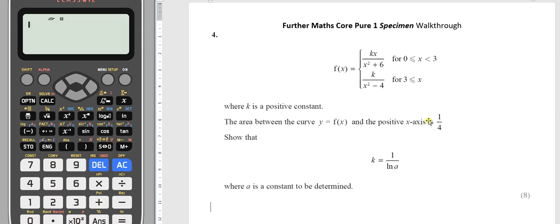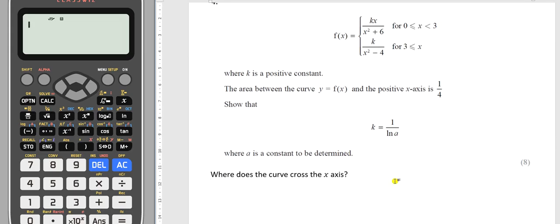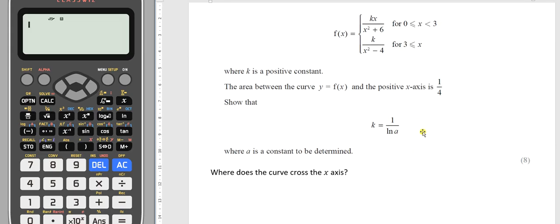And the first thing to notice is that we don't have the limits. It just says the area between the curve and the positive x-axis. We know for a start that we don't need to worry about negative values of x because this curve is only defined for non-negative values. It's defined for 0 and upwards. But we do need to think about where the curve crosses the x-axis, because presumably that's how we're going to find the limits that we're going to use.